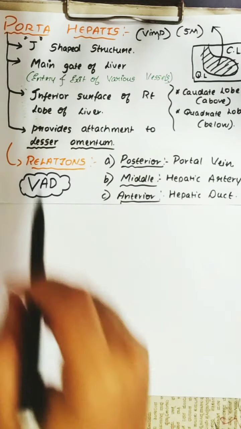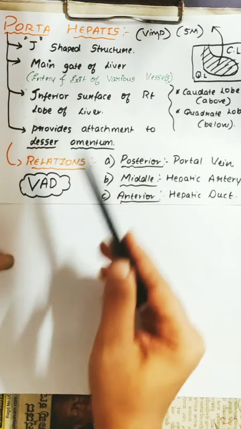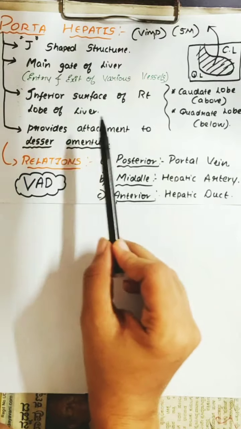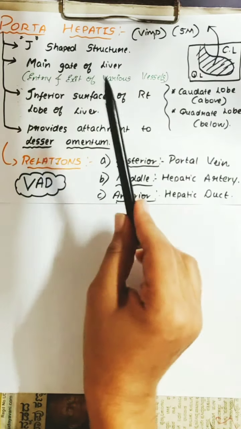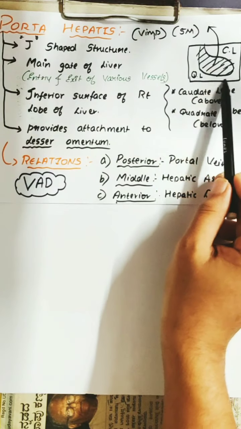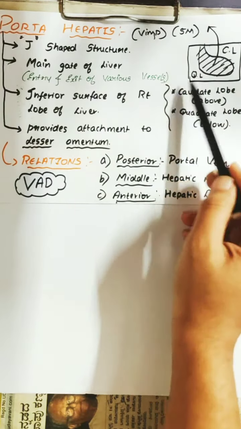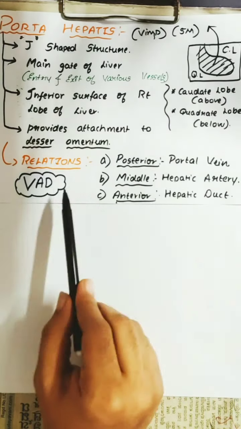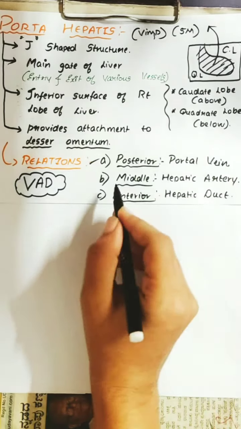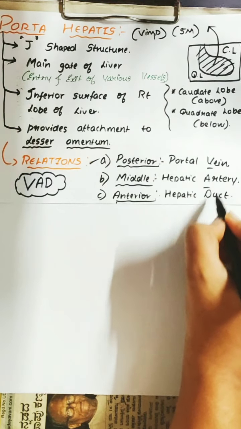So porta hepatis is a J-shaped structure, the main gate of the liver, because it helps in entry and exit of various substances. Next, it provides attachment to the lesser omentum. It is present on the inferior surface of the right lobe of the liver. You can see here, caudate lobe is present above, quadrate lobe is present below. Relations, VAD. Posteriorly, portal vein. Middle, hepatic artery. Anteriorly, hepatic duct.